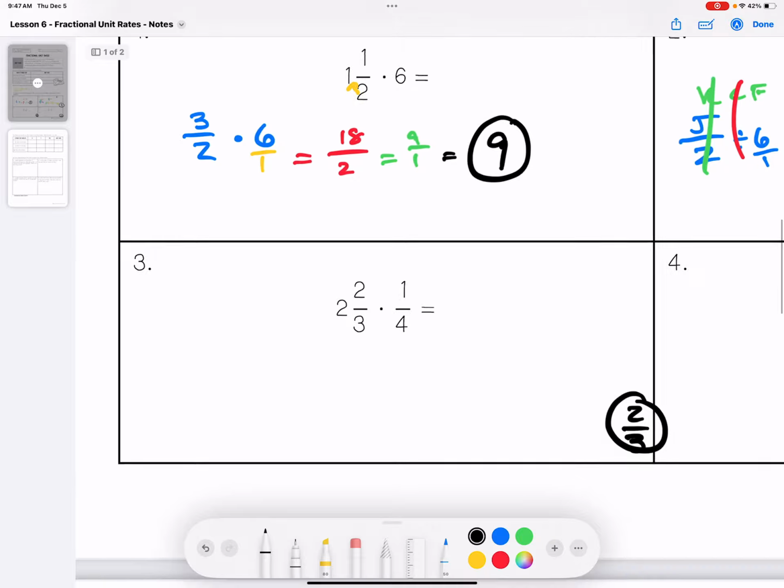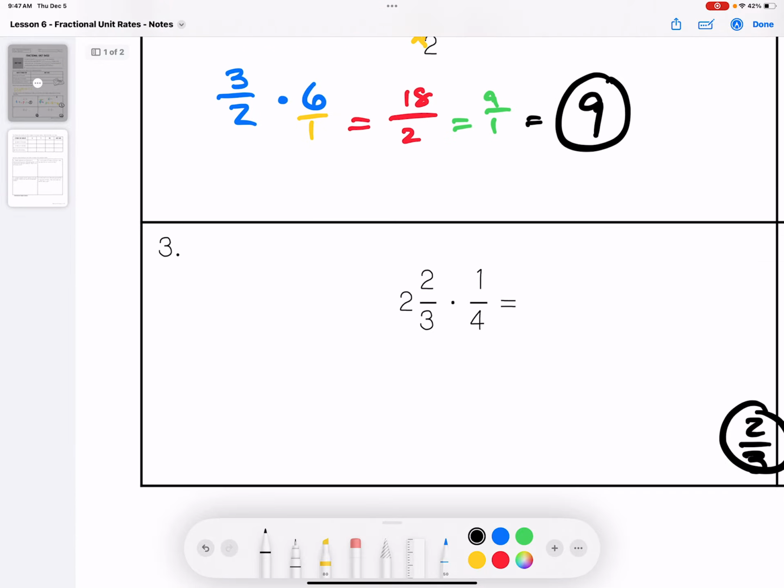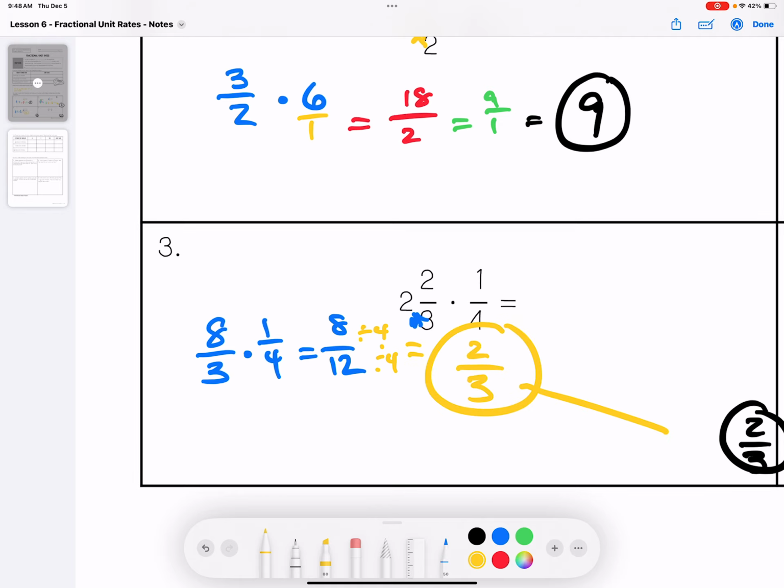All right, number 3 is multiplication. So go ahead and convert it to a mixed number. That's 2 times 3 plus the 2 on top. That is 8/3 times 1/4 equals 8 over 12. Both of those will divide by 4, and you're left with 2/3, which is what we said.